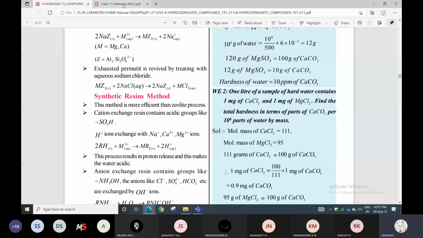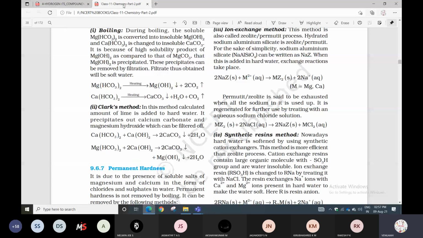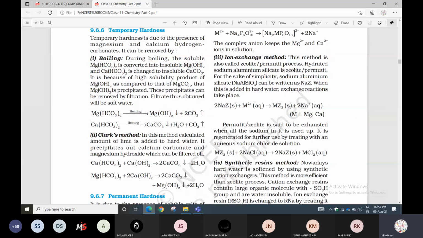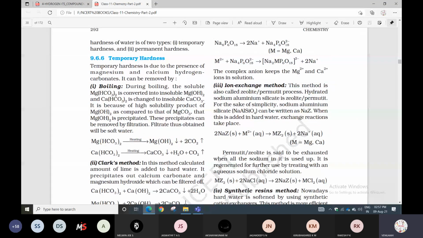So, temporary hardness you can remove by boiling. It is given. Temporary hardness is due to the presence of magnesium and calcium hydrogen carbonate. So by boiling, you can separate those carbonates. One more method is Clark's method.